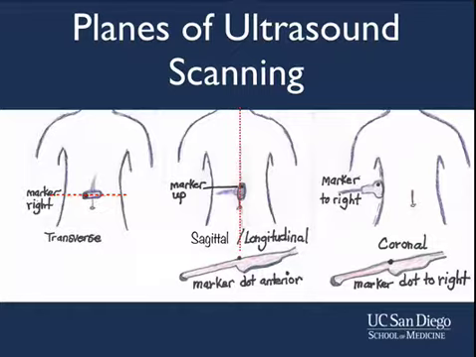These lines represent the planes in which we divide the body up into. First is transverse, when we do a transabdominal view. Second is sagittal, when we do a transabdominal or transvaginal view. And third, we have the coronal view, which is mostly used in transvaginal views of the pelvis.